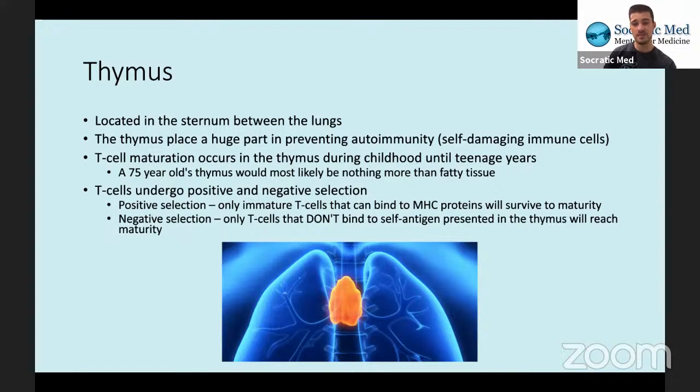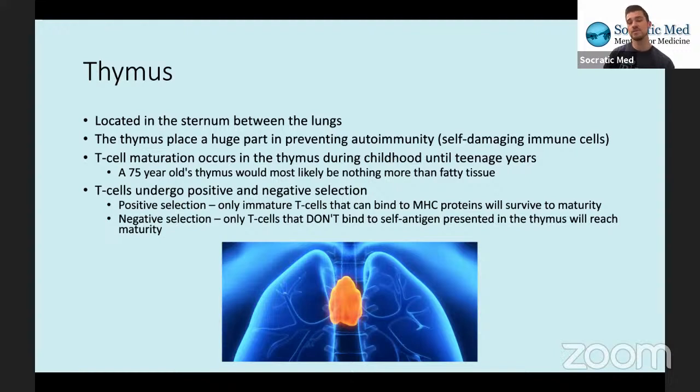T cells undergo positive and negative selection in the thymus. So the thymus is basically T cell boot camp. Positive selection means only immature T cells that can bind to MHC proteins will survive to maturity. So they have to be able to recognize those MHC proteins. If they don't, they're going to be useless, because that's what T cells do. They recognize these MHC proteins and they mount an immune response. So if they can't even recognize a foreign antigen, they're no good. So they would be destroyed in the thymus before they were released to circulation.